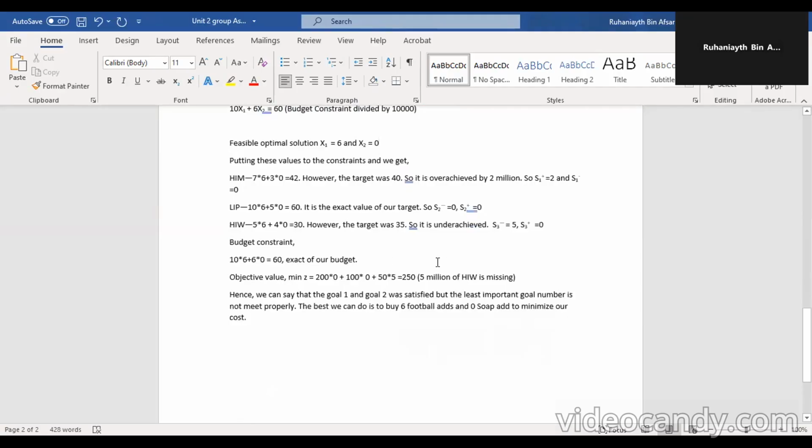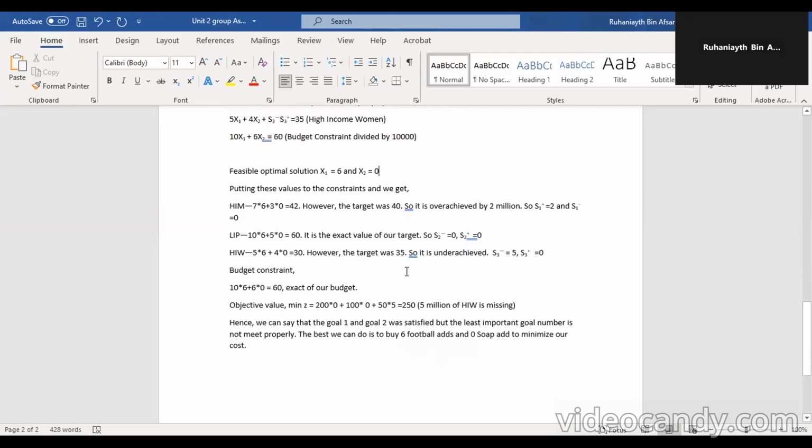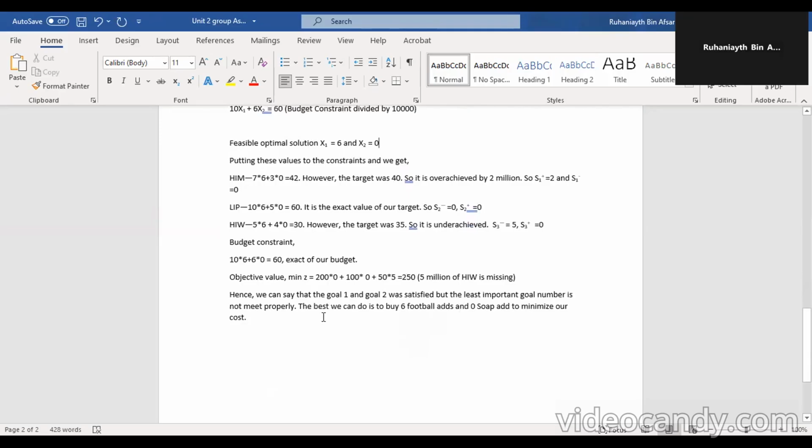You can see in our minimization function, 5 million of high income women is missing. So we have to say that the best we can do is to buy six football ads and zero soap ads to minimize the cost, where we can satisfy goal one and goal two, leaving the least important goal three.